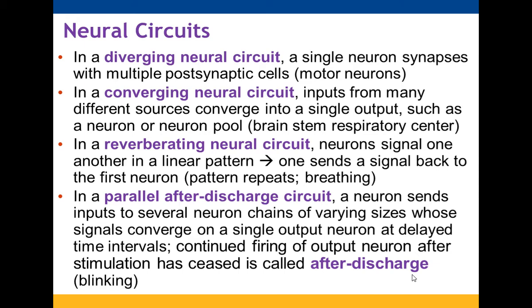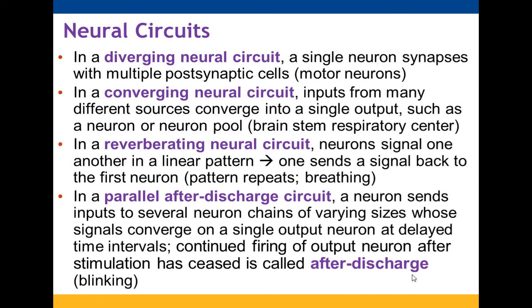In a reverberating neural circuit, neurons send signals one to another in a linear pattern, and then they send it right back, the last one to the first one. Breathing would be an example of a reverberating neural circuit because we don't ever want to stop breathing.